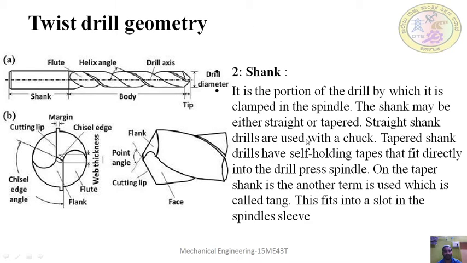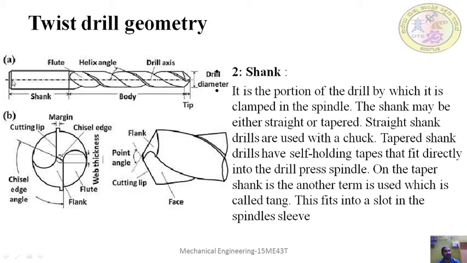The shank may be either straight or tapered. Straight shank drills are used with a chuck, so if you are using a straight shank, then you must use the chuck for holding this drill bit. Tapered shank drills have self-holding tapers, so if you are using a tapered shank, then you can directly fix it into the spindle without using the chuck.